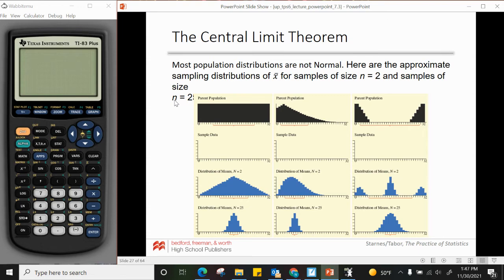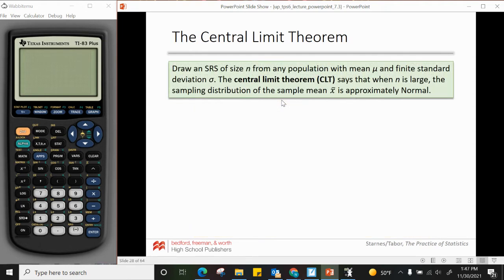So when n is 2, not very normal. When n gets to 25, it's more normal. And as n goes even bigger and bigger, it's going to follow a normal curve even more and more. So the central limit theorem basically states that drawing an SRS of size n from the population with mean mu and finite standard deviation, when n is large, the sampling distribution of the sample means x bar is approximately normal.